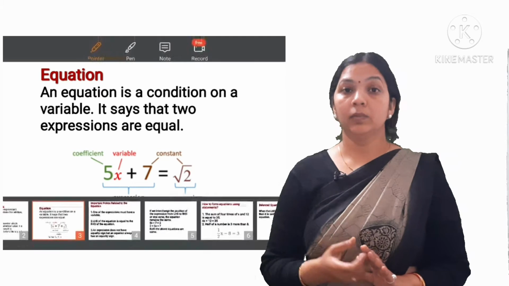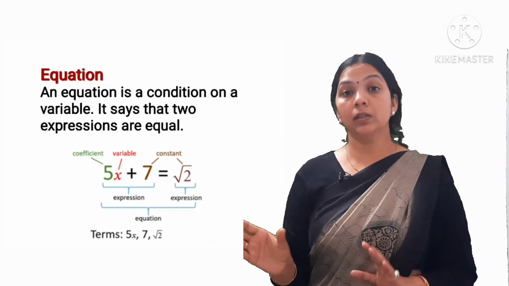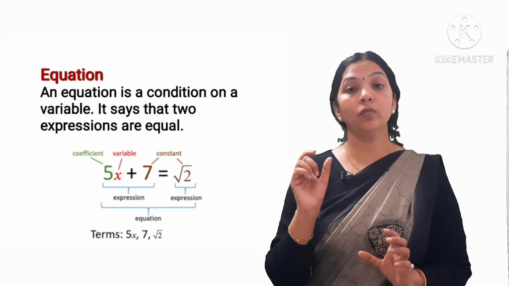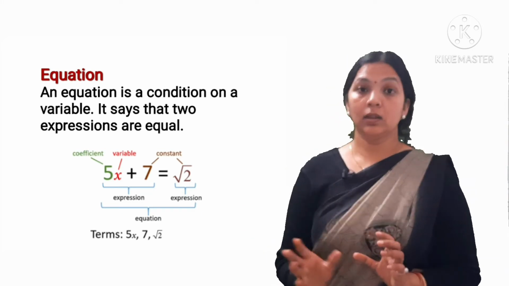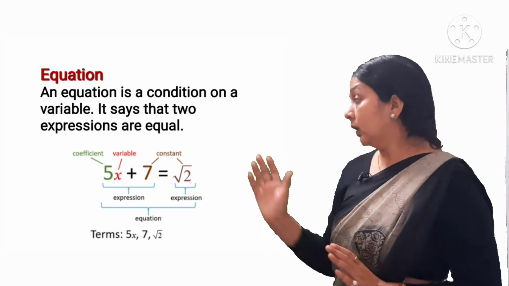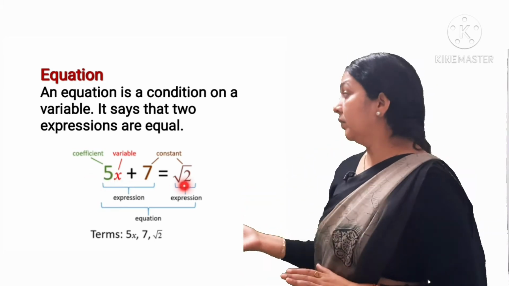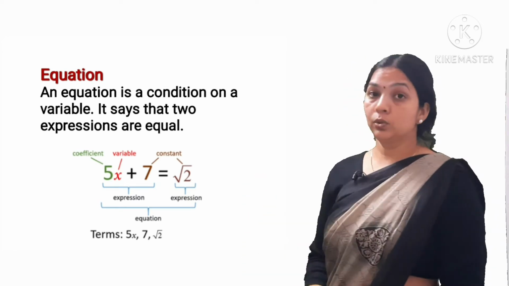Now in this there are three terms. What is a term? The variables or the combination of variables which are separated by the sign of plus or minus are the terms. Here you can see we are having three terms, that is 5x, 7 and root 2.